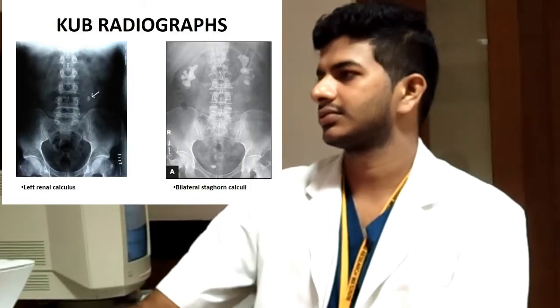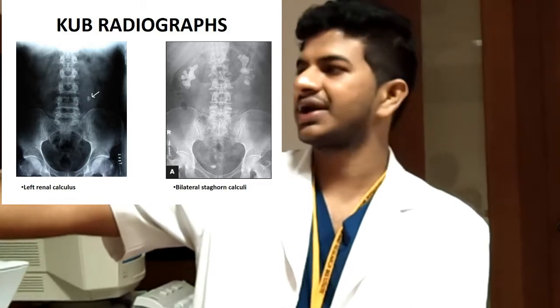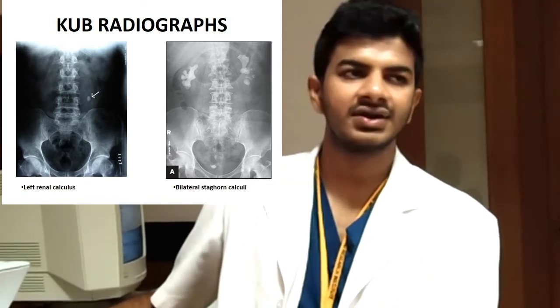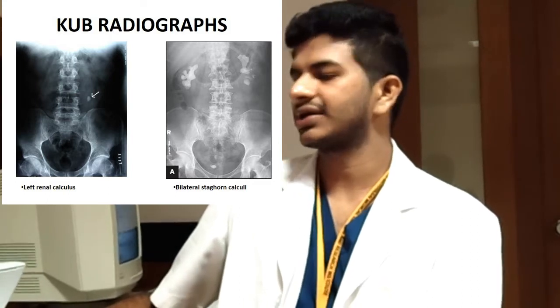The first method of diagnosis of renal calculus is a KUB plain radiography. By doing plain radiography, we can assess the total stone burden as well as the size, shape, composition, and location of urinary calculus in some patients. We should correlate the KUB plain radiograph with ultrasonography or CT. This is the radiograph of a left renal calculus. And this is bilateral staghorn calculi.